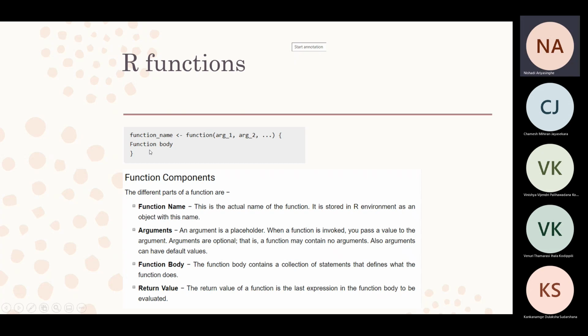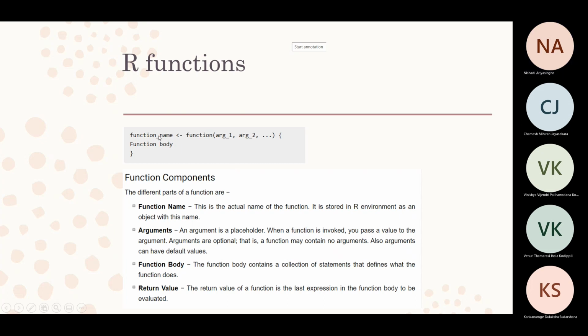Then comes the function body. The function body is actually how the function is functioning, right? How the function is working. It contains a collection of statements that defines what the function does. So what the function is doing depends on what is inside the function body. Then you can have a return value. The return value of a function is the last expression in the function body to be evaluated.